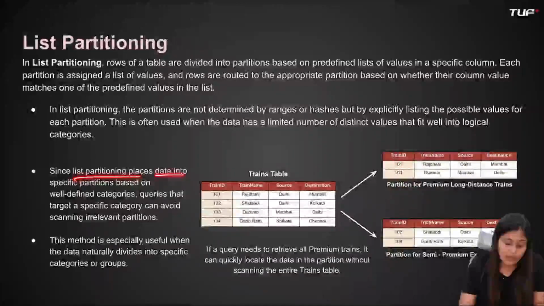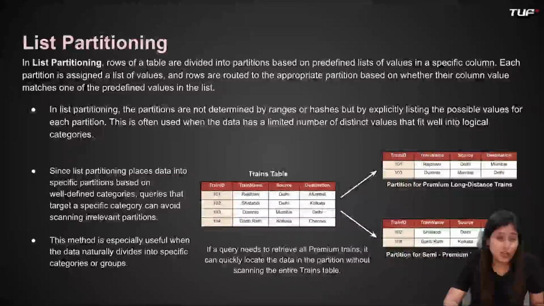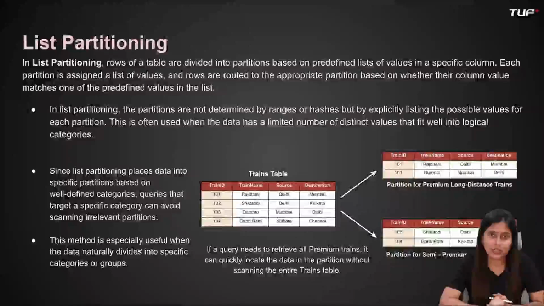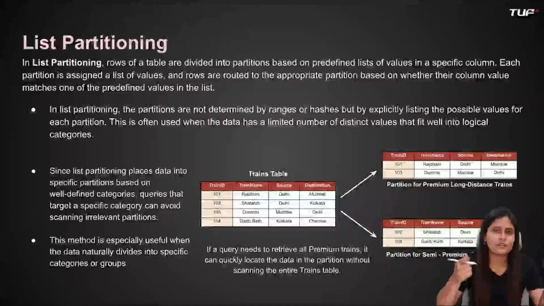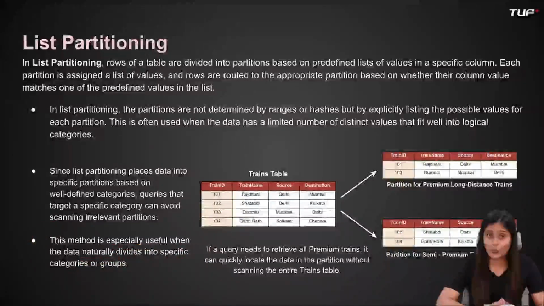Since list partitioning places data into specific partitions based on well-defined categories, queries that target a specific category can avoid scanning irrelevant partitions. So if we want to search for some bookings which have been made in a general train, why would we go searching in the premium train? Because we already know that the booking will not be there, right? So we are saving our time and increasing performance by not unnecessarily searching in the premium trains. This method is especially useful when data naturally divides into specific categories or groups.